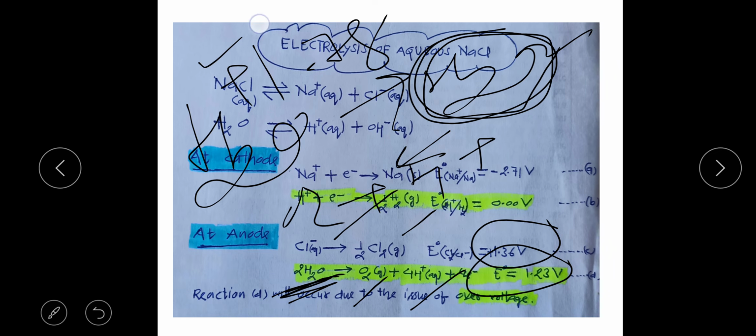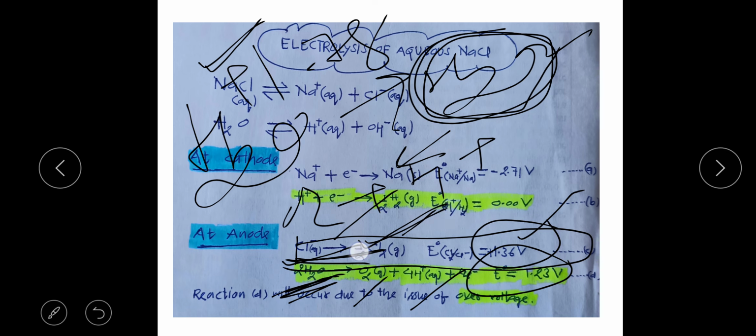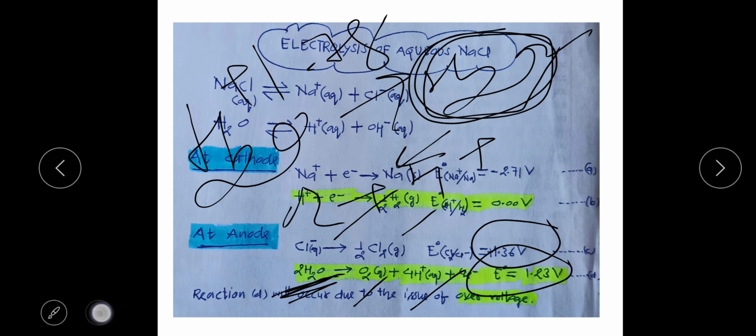Now look at the first step, 1.78, which is higher than the reduction potential of this reaction. So as a result, what happens is that this first step, the oxidation of water, is more feasible, and that's why this happens. As a result, at the anode there is production of chlorine, not oxygen.